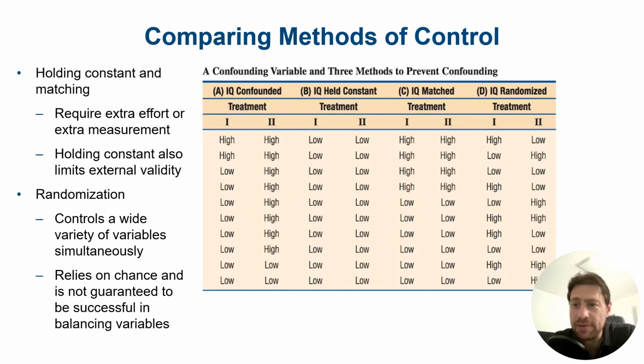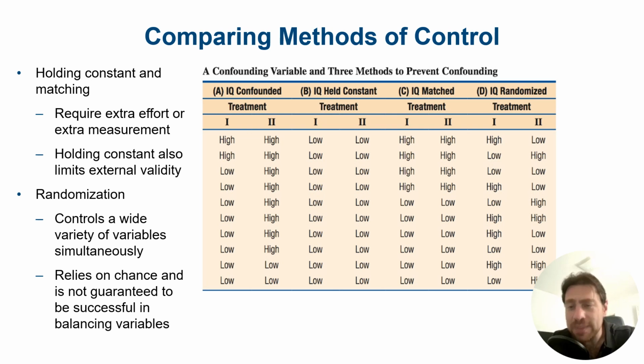So here we have a comparison of these different methods that we've discussed. In this example, there are two treatment conditions, condition 1 and 2, and there is a potential confounding variable of IQ. A shows a situation where IQ has not been controlled. You can see that people with higher IQs are overrepresented in condition 2, and this is clearly a confound. There is a systematic difference between your conditions. So what can you do about this?